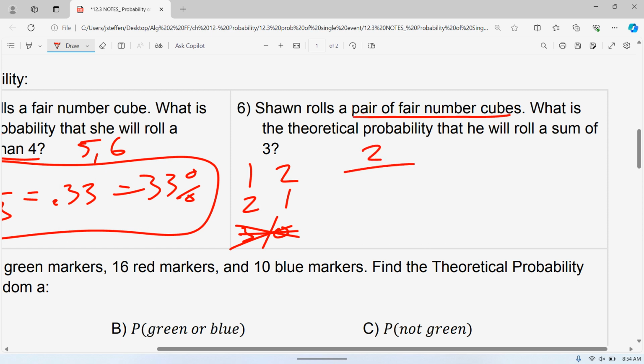Out of the total, remember the total options, if you roll a pair of dice, is 36. Remember, we talked about that with the principle. 6 on the first dice, 6 on the second dice, so you multiply those together, you get 36 different options. So 2 of 36 is 1 over 18. Which is the same thing as 0.0555, which I would round to 0.06, which is the same thing as 6%, not 60. Make sure it's 6%.